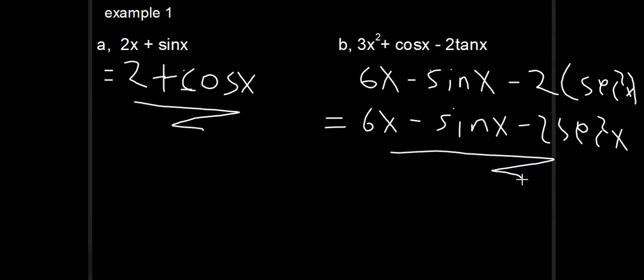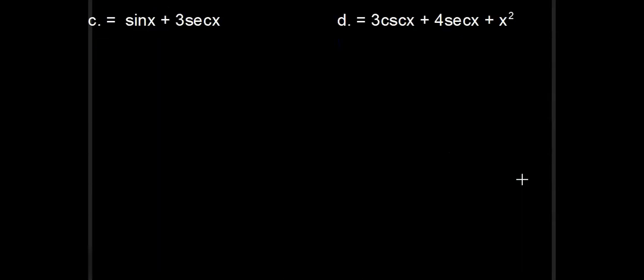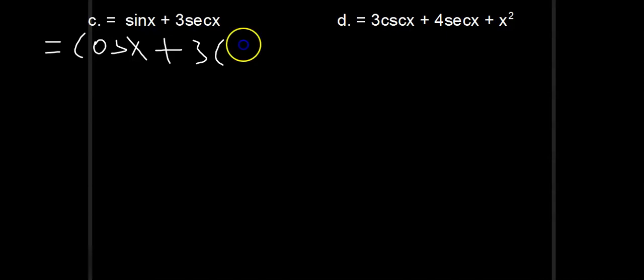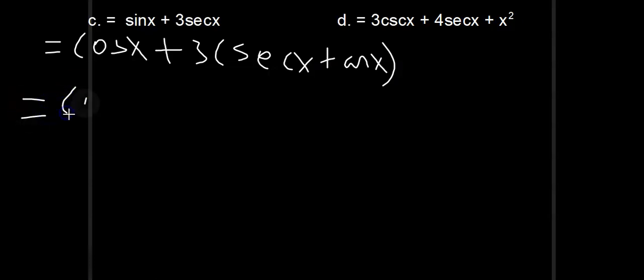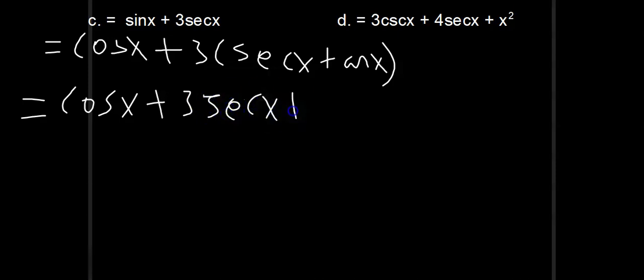So this will be your last answer, and this is all you have to do. Now let's add some slightly more critical questions. Let's do some different questions. Okay, the third question says sin x plus 3 sec x. The derivative of sin x is cos x. So it will be cos x plus 3 times the derivative of sec x. What is the derivative of sec x? It is sec x tan x. So my last answer will be cos x plus 3 sec x tan x. This will be your last answer, and this is all you have to do for this specific question.